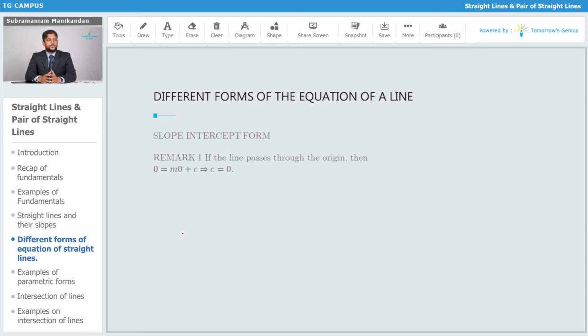Another important thing about the equation of a straight line in the slope-intercept form is that if the line passes through the origin, then the y-intercept becomes 0, because the distance between the origin and itself is 0, and therefore the quantity c becomes 0. Therefore, we write y = mx + c. Since the line passes through the origin, y is also 0 and x is also 0. Therefore, 0 = m × 0 + c, and thus we get c also as 0. So that's just another way of getting c = 0.